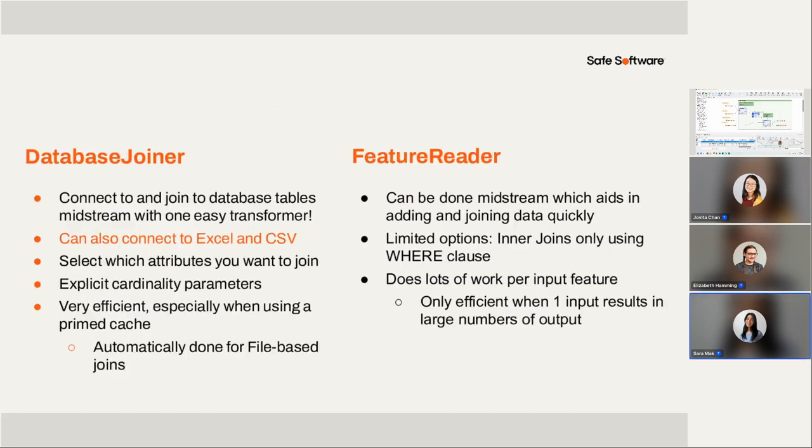And just to compare that to the database joiner, both of these read in and join data midstream in your transformation. The database joiner lets you join in database formats as well as Excel and CSV, while the feature reader lets you join in formats with an inner join only.